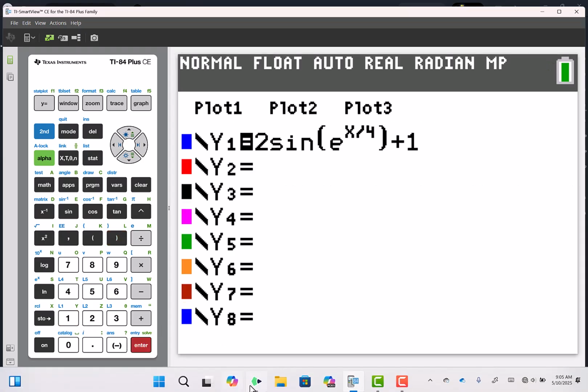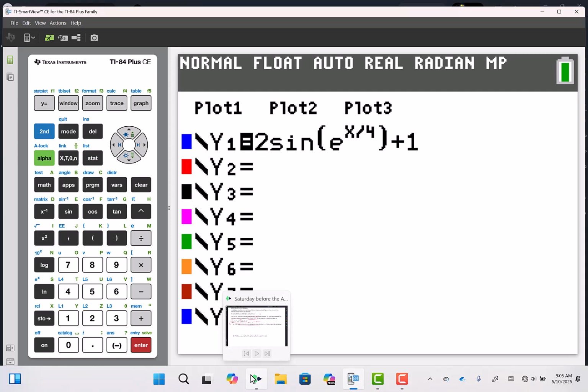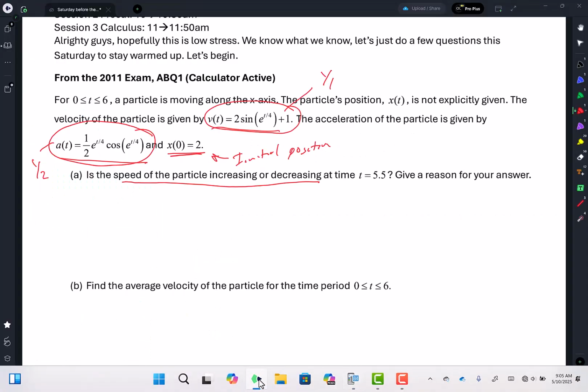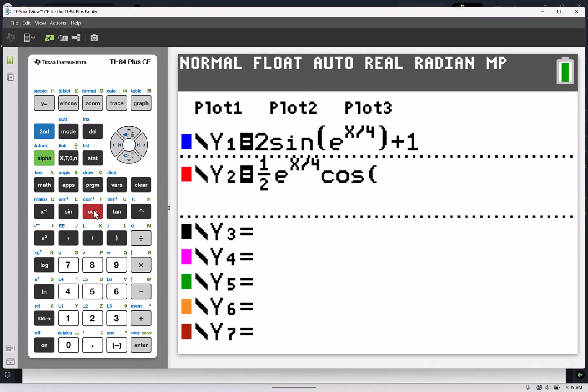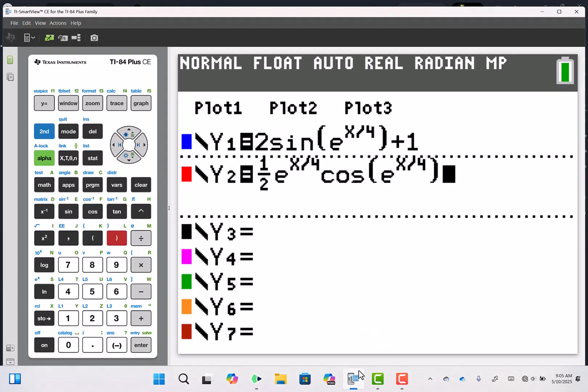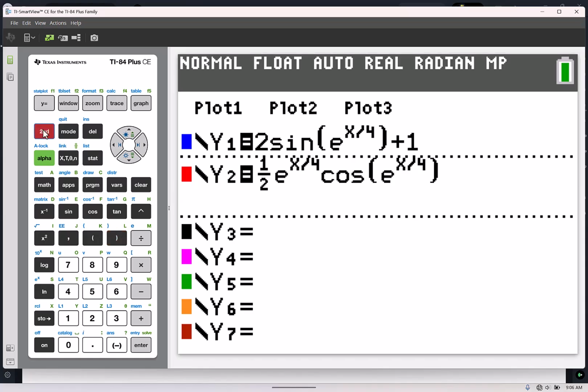Okay, and then for y2, what is it? 1/2. So let me put the fraction here. 1/2, and then it was e to the t over 4. And then what else? Cosine of e to the same thing, right? T over 4. T over 4. All right, there it is. Okay, here we go, guys. I got it in there, so I can quit.